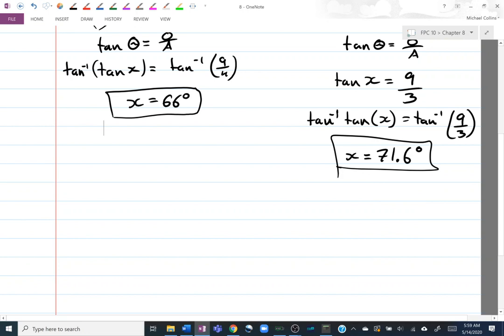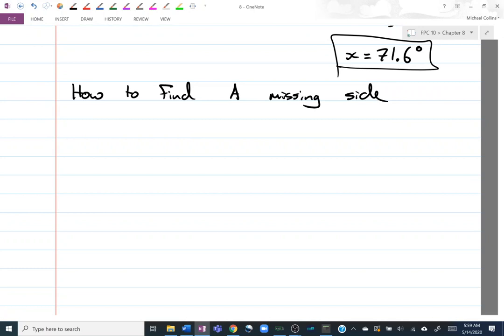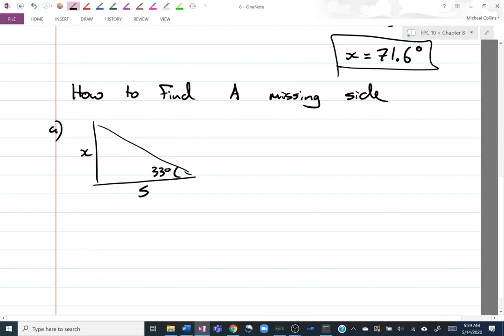Let's look at how to find a missing side. So, let's do this. Let's give it an A. I'm going to call this side X. Let's give this a side, I don't know, 5 seems like a pretty good number. And let's call this a 33 degrees.